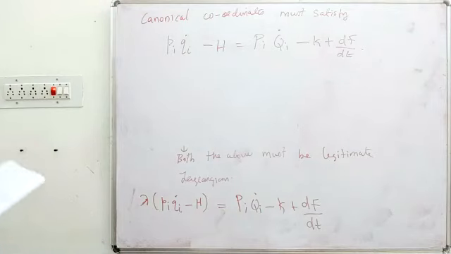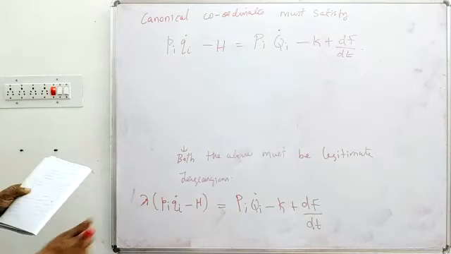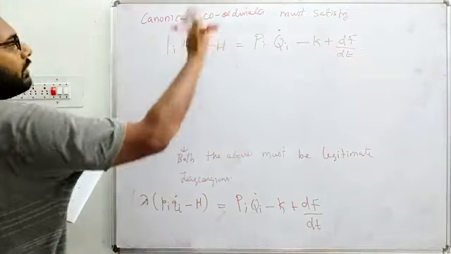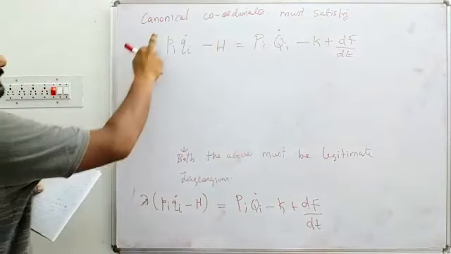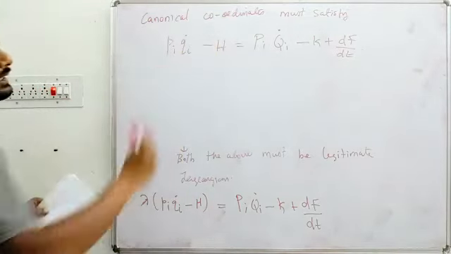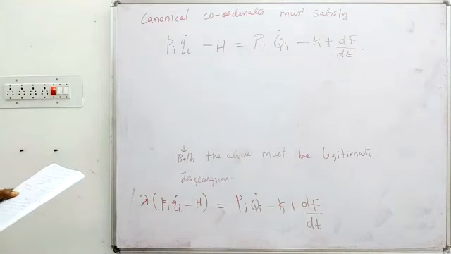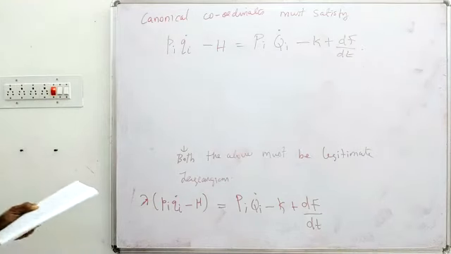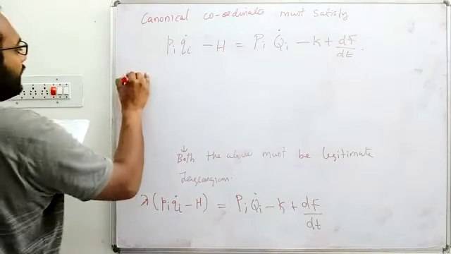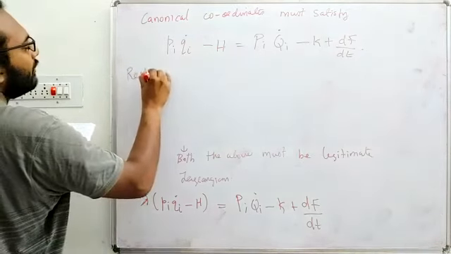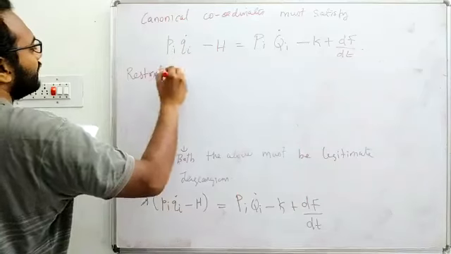So this we call the canonical transformations. And if there is a lambda, we call it extended canonical transformations. So if there is a lambda here, we'll call it extended canonical transformations. This is the definition for canonical transformations. And we can also talk about restricted canonical transformations. Mostly we'll be dealing with restricted canonical transformations.